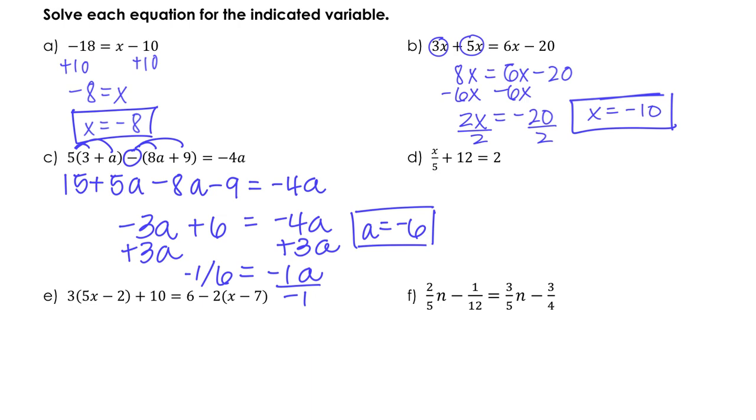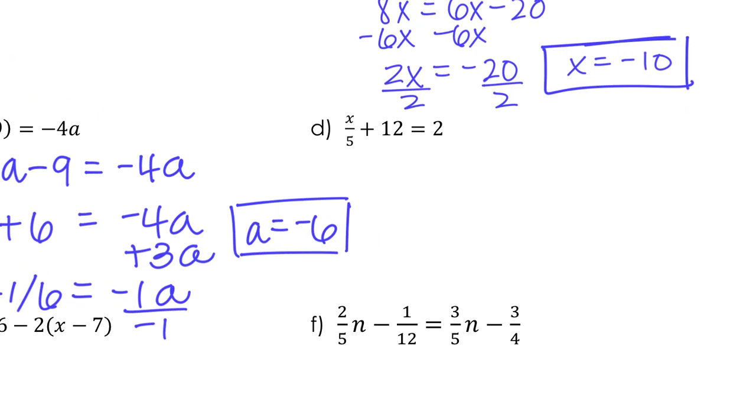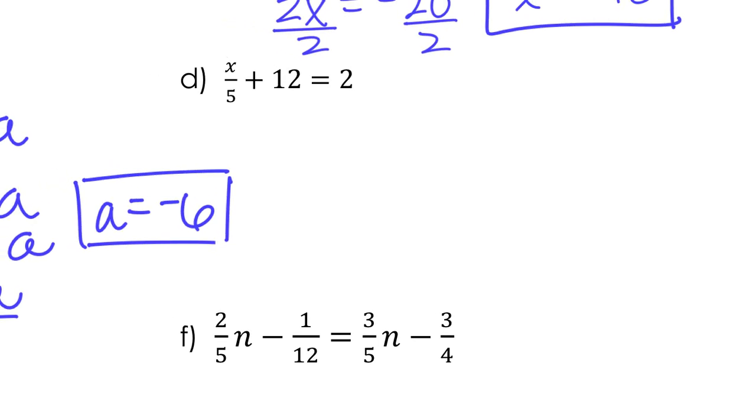Letter D is one I want to specifically look at because letter D has a fraction in it, which we don't generally love. So do you see how X is in the fraction? And then there's like a whole number? We want to get that whole number gone first before we do anything with the fraction, okay? So we're going to move the 12 first. We're going to subtract it. -12 minus 12. So I have X divided by 5 equals -10.